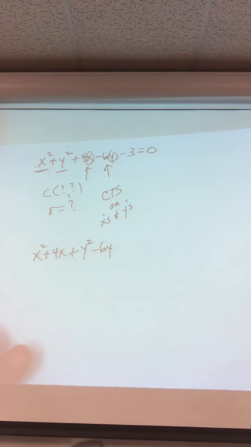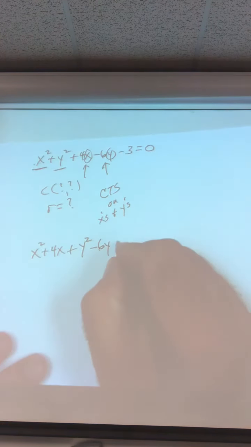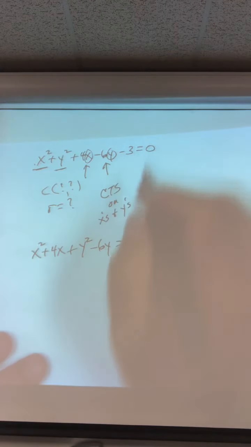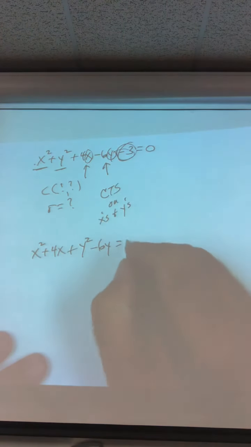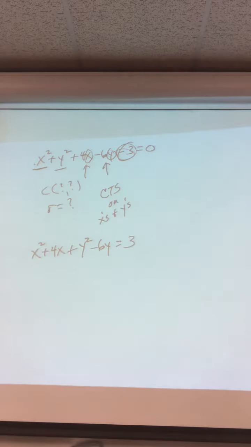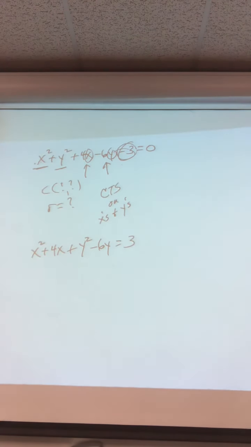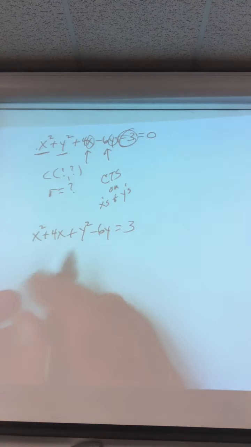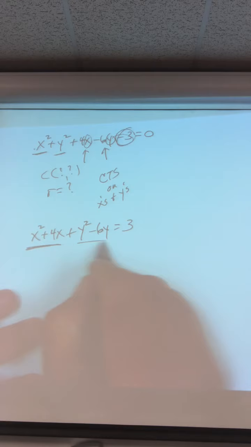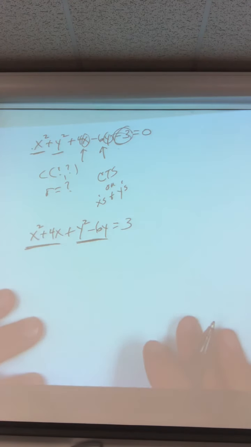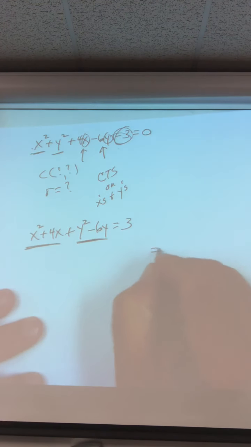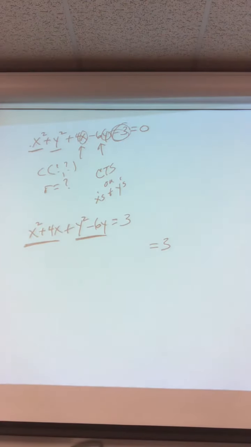Now, if you'll remember in completing the square, one of the steps says move the constant to the other side, because there's no letter with it. So move that minus 3 to the other side. You do that by adding 3 to both sides. All right, we just said we're going to complete the square on the x's and complete the square on the y's. All right, so let's do this. Come down here and put the equal 3.